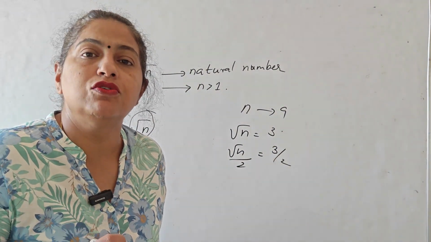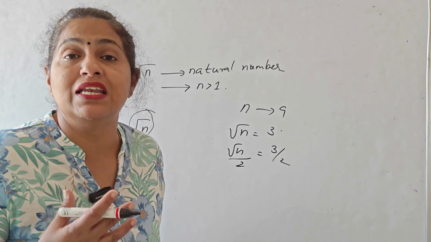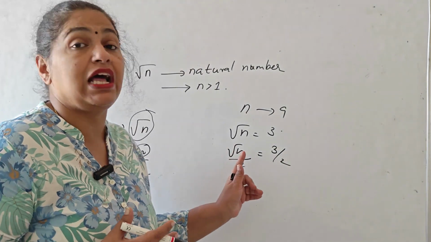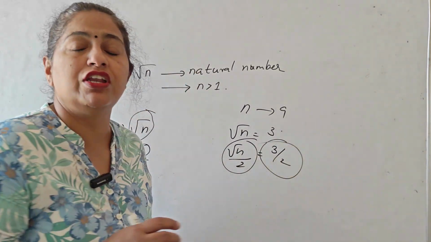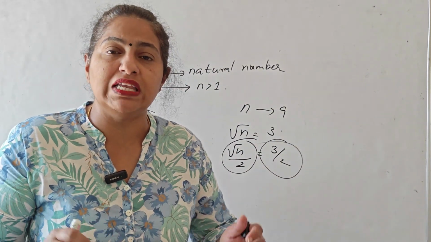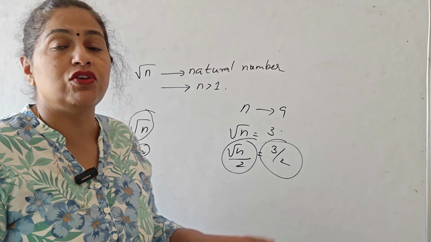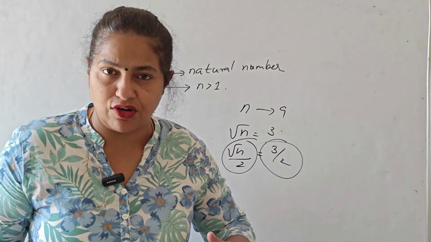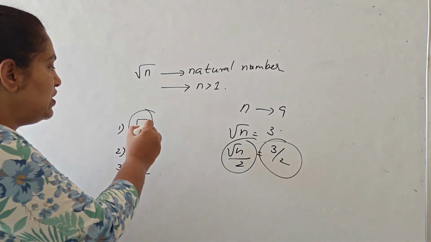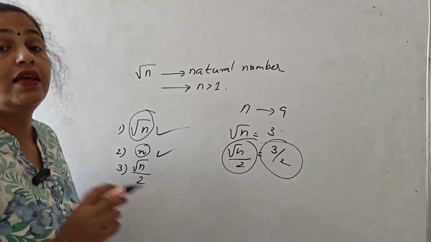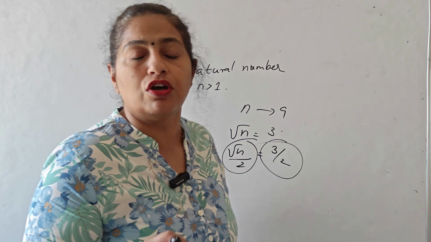So, root of n by 2 may or may not be a natural number depending upon the value of n. So, root of n by 2 giving a fraction, we cannot say conclusively that in all the cases root of n by 2 will be a natural number. So, it cannot be expressed as the product of primes. So, only root of n and n can be expressed as the product of primes.